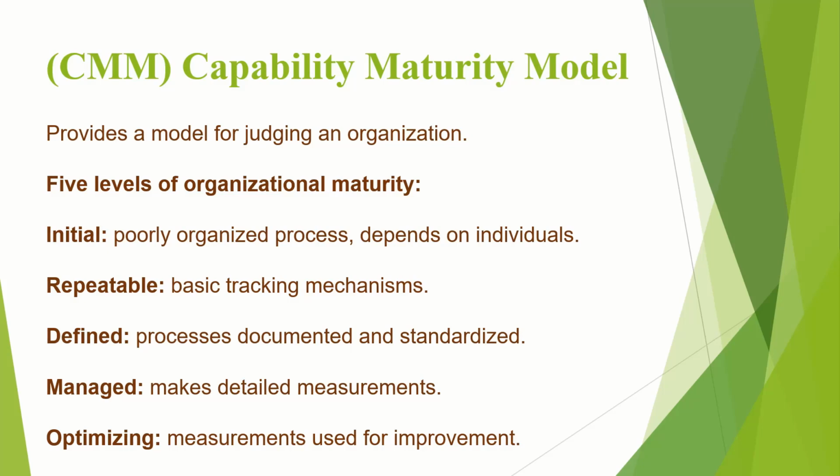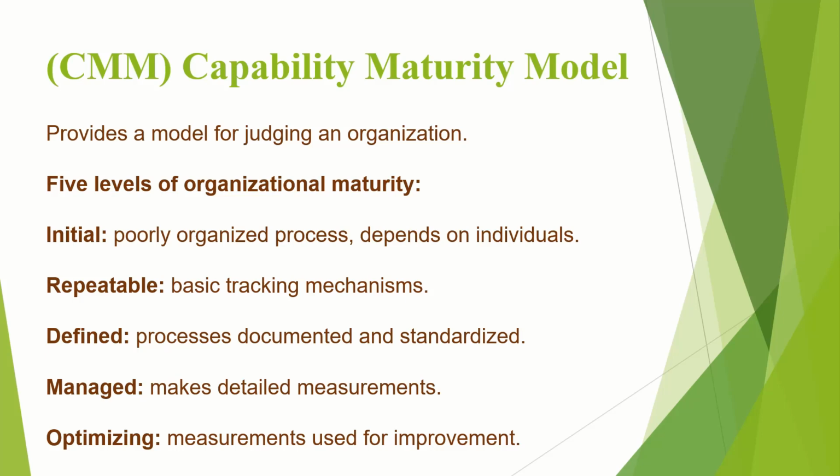The CMM defines 5 levels of maturity. The first level is initial, a poorly organized process with very few well-defined processes. Success of a project depends on the efforts of individuals, not the organization itself. The second level is repeatable. This level provides basic tracking mechanisms that allow management to understand cost, scheduling, and how well the system development meets its goals.